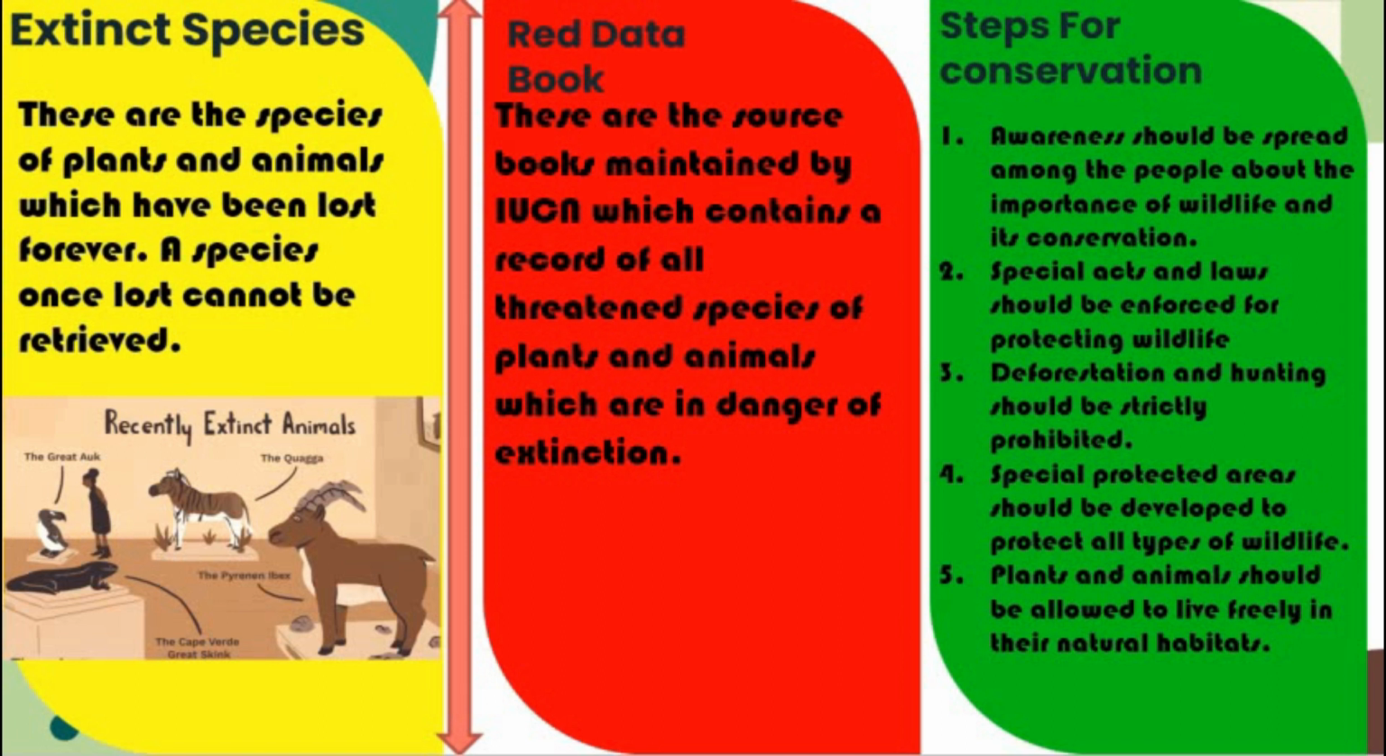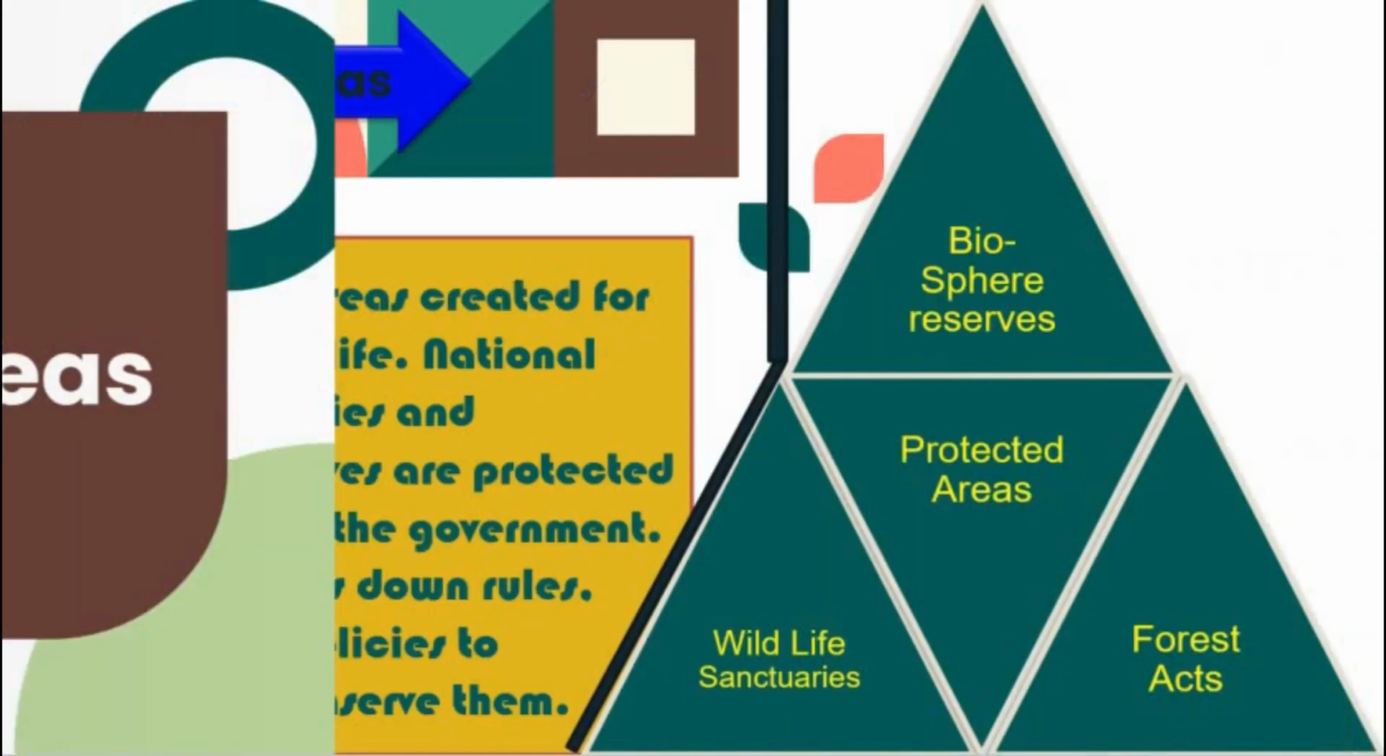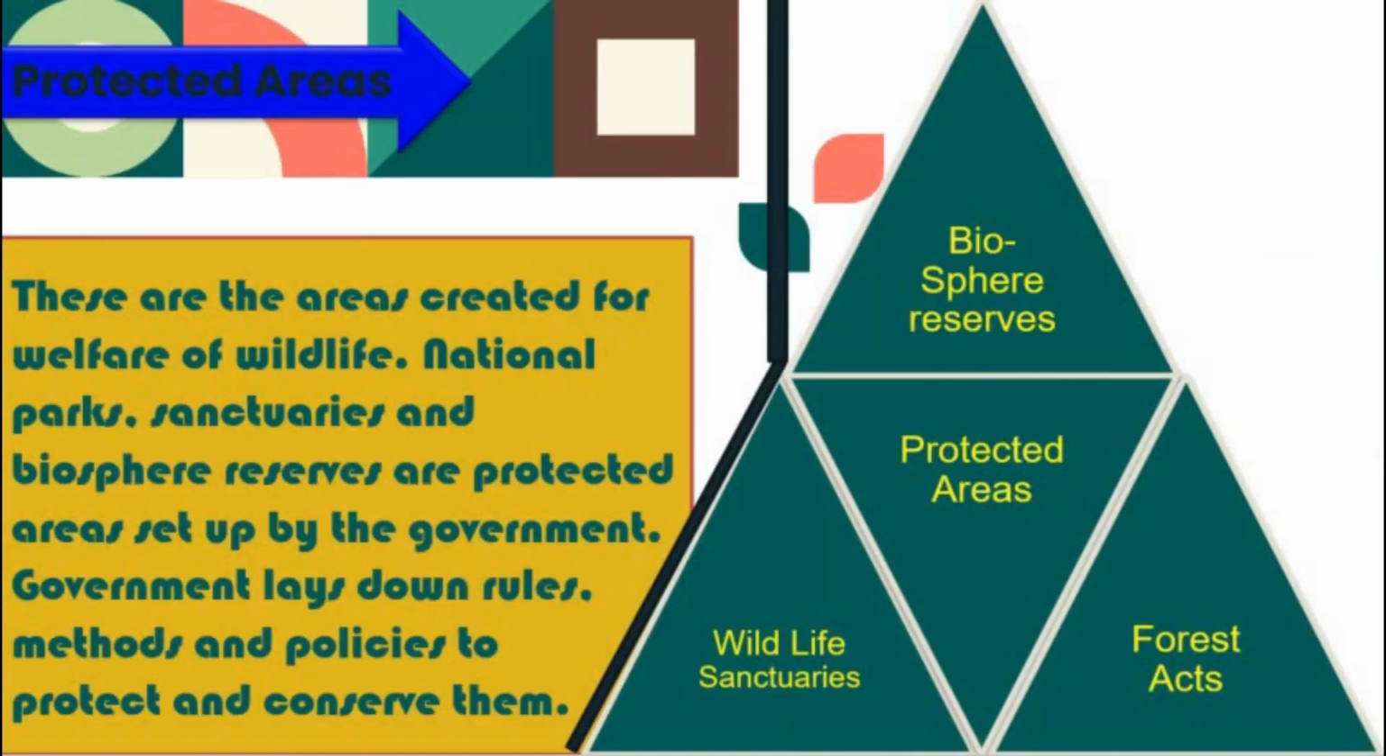Steps for conservation. Awareness should be spread among the people about the importance of wildlife and its conservation. Special acts and laws should be enforced. Special protected areas should be developed to protect all types of wildlife. Protected areas or conservation areas are locations which receive protection because of their recognized natural, ecological, or cultural values.